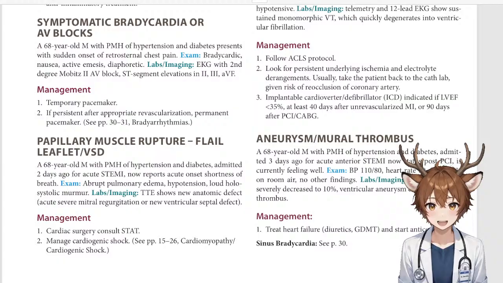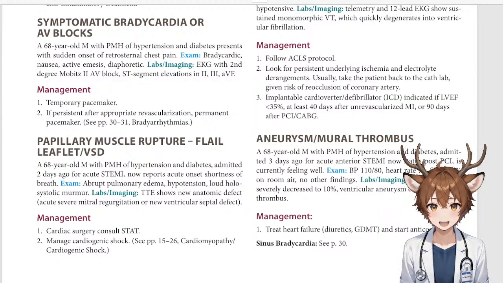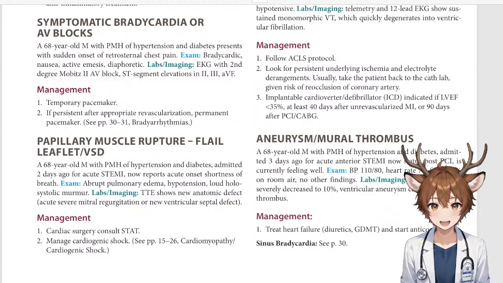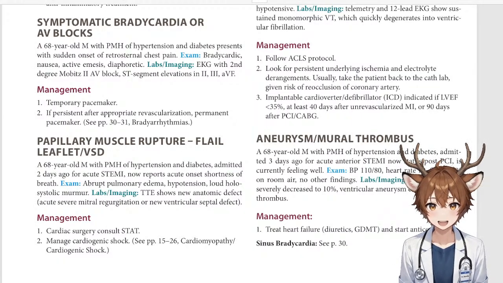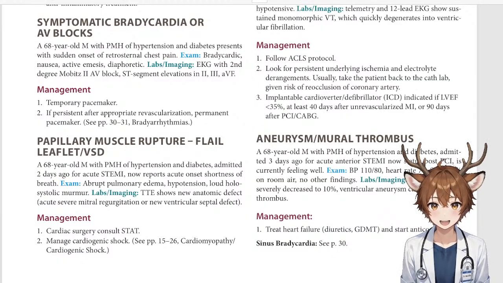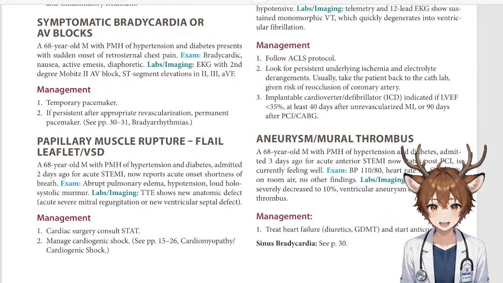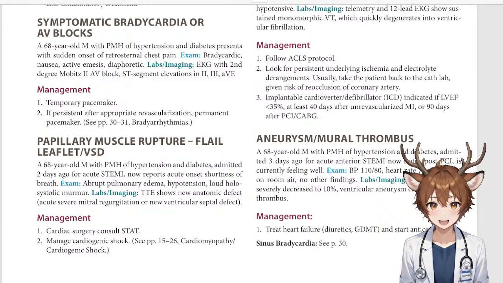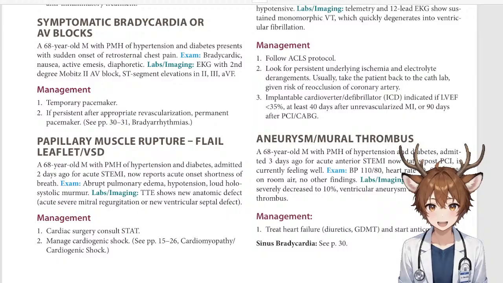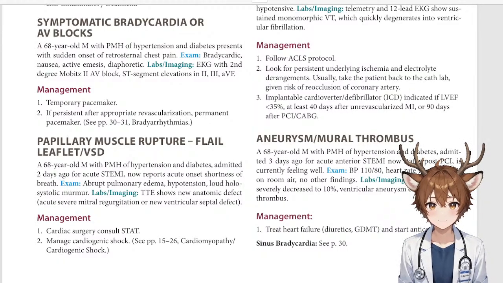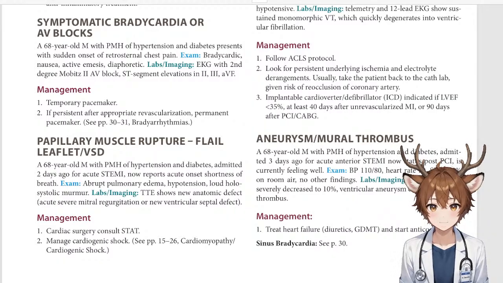A 68-year-old male with a past medical history of hypertension and diabetes admitted 2 days ago for acute ST-elevated myocardial infarction, STEMI, now reports acute onset shortness of breath. Exam, abrupt pulmonary edema, hypotension, loud holosystolic murmur. Lab/imaging, transthoracic echocardiogram shows a new anatomic defect, acute, severe mitral regurgitation, or new ventricular septal defect. So like a VSD or a mitral regurg.